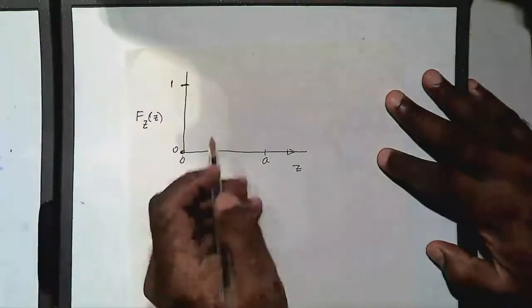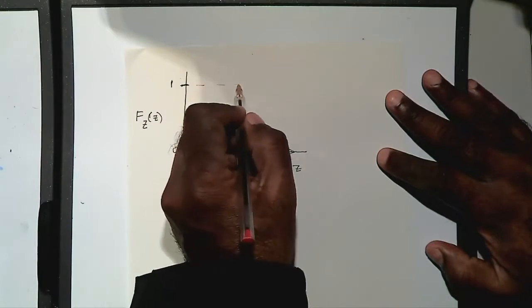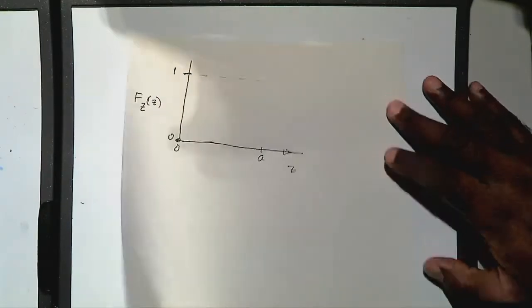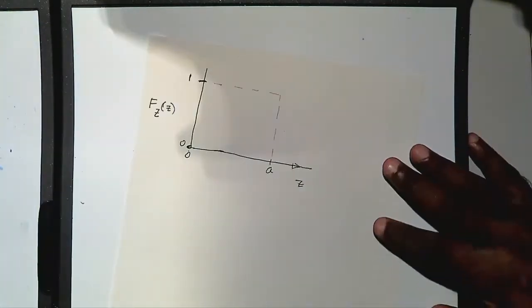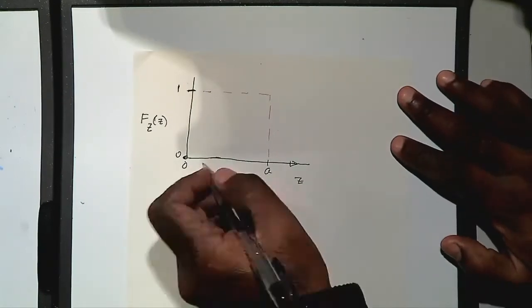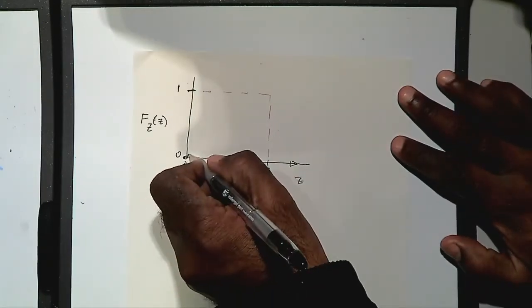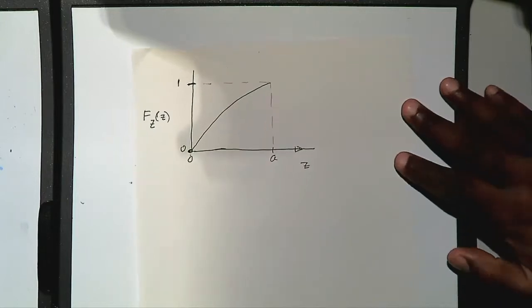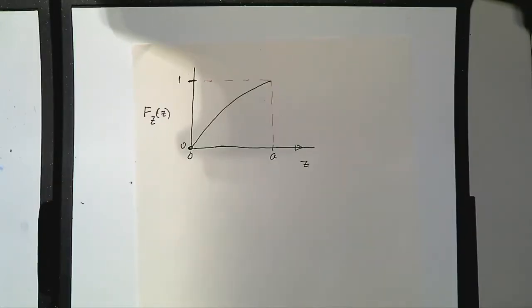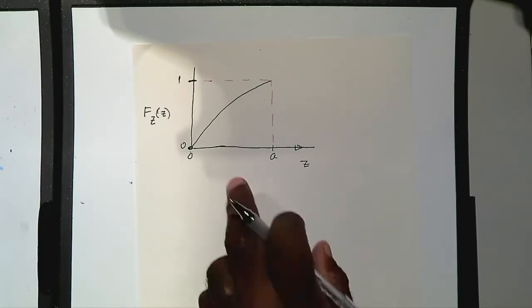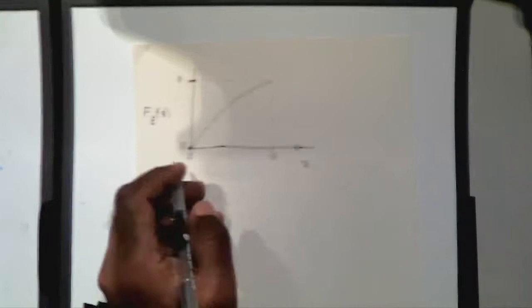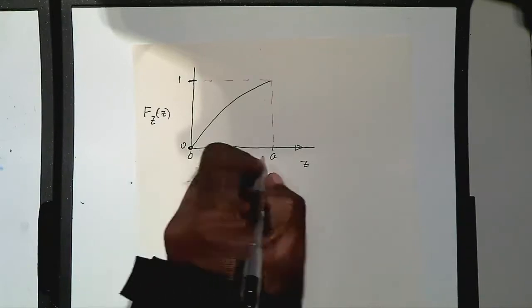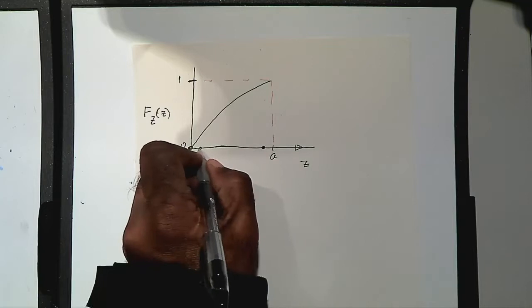Excuse me for my inability to draw. The graph of this versus z will look something like this, right? Okay, so I plotted this versus z. Now to figure out the confidence interval, we need to find 2 points, corresponding to alpha by 2 and 1 minus alpha by 2. So let's take this point and this point, right?